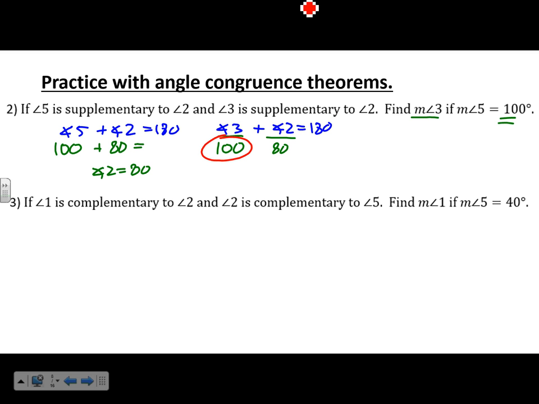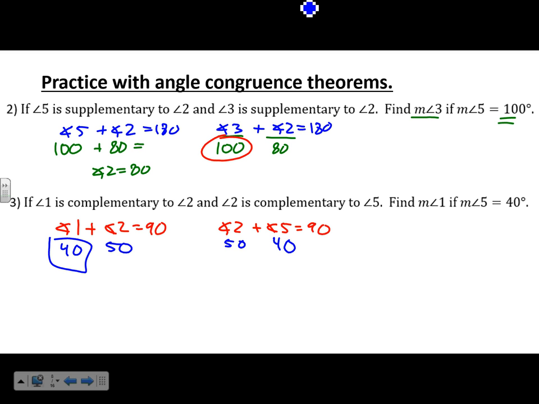Same thing with the next one, except it's complementary, so it adds up to 90 degrees. Angle 1 plus angle 2 is 90 degrees. Angle 2 plus angle 5 is 90 degrees. Angle 5 is 40. So that means angle 2 has to be 50 to add up to 90. So angle 2 over here is 50, which means angle 1 has to be 40. So angle 1 is 40 degrees. And again, that's just helping us prove that the congruent complements theorem is in fact true.